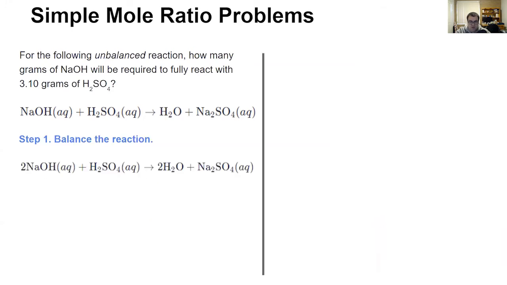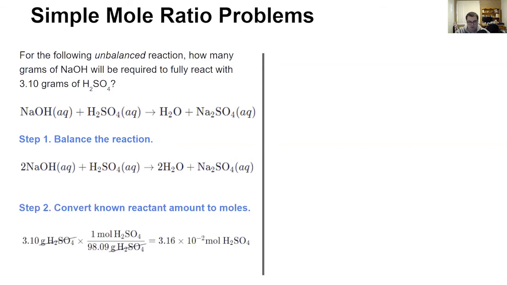The first step, we need to balance the reaction. So we take a look at this. On the reactant side, we have 1 sodium atom. On the product side, we have 2 sodium atoms. So yeah, the reaction's not balanced. Turns out that we'll have 2 moles of sodium hydroxide reacting with 1 mole of sulfuric acid to form 2 moles of water and 1 mole of sodium sulfate.